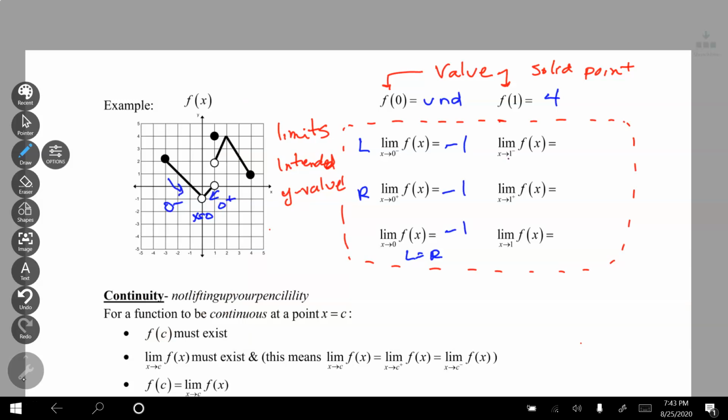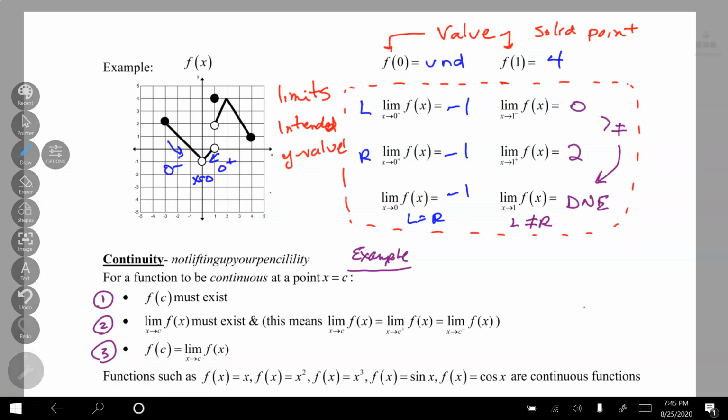At x equals 1, from the left side, it's right here. It is getting closer to 0. And the right side, it's right here. It's getting closer to 2. But I notice my left side does not equal my right side. These two do not equal each other. So whenever that happens, that means in general, the limit at x equals 1 is DNE. The left side and right side are not meeting together.